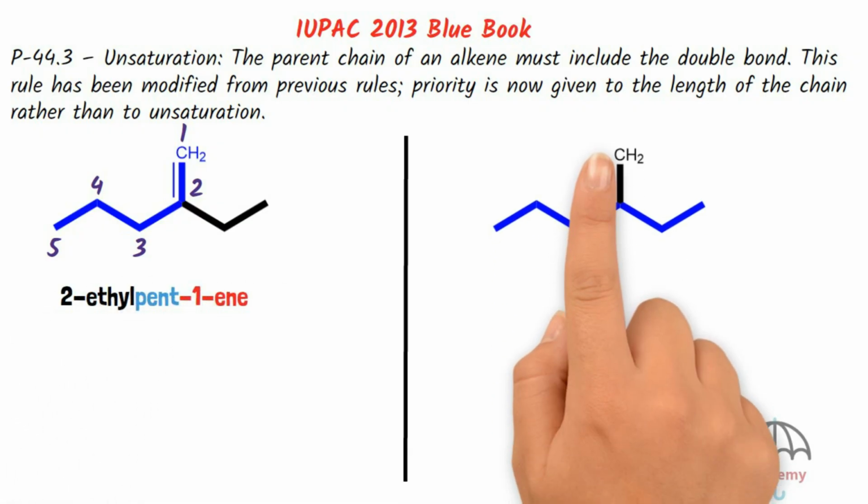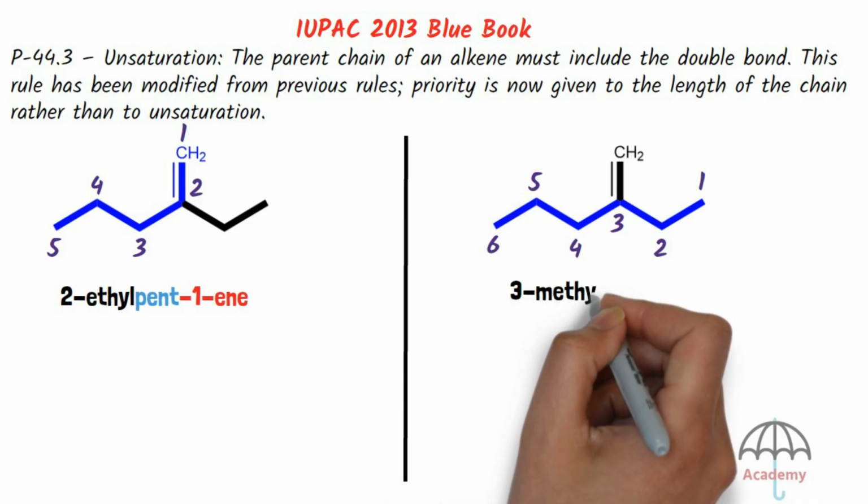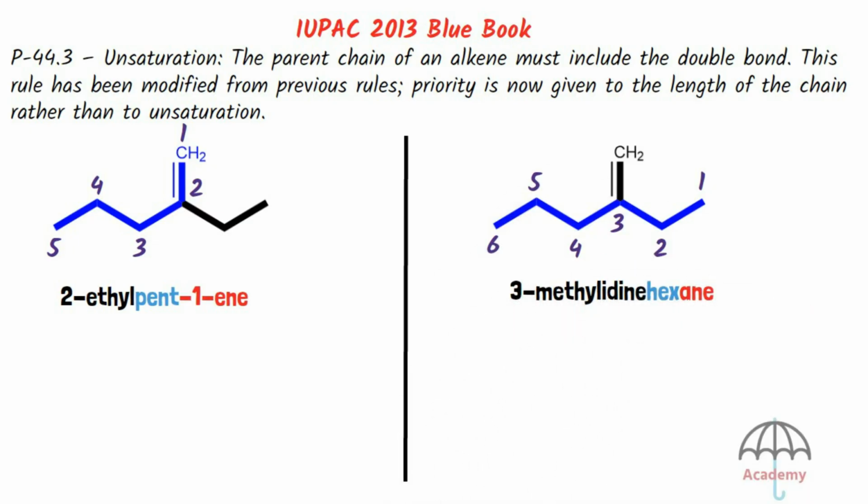As per new rules, the priority is given to length of chain and not to the unsaturation. The parent chain is highlighted in blue. Thus, the numbering is done from right side so that double-bonded substituent gets lowest locant, therefore, the name can be written as 3-methylidenehexane.